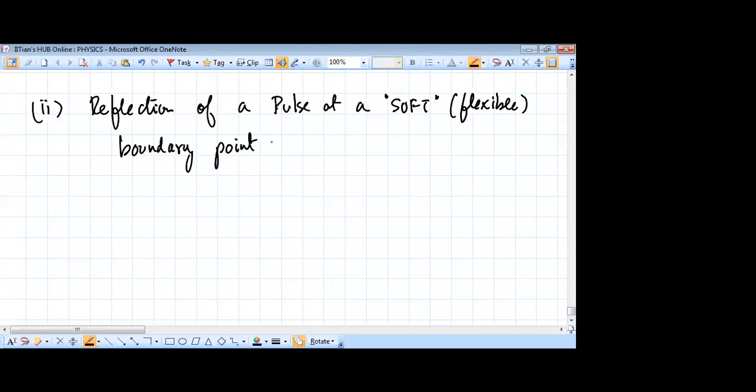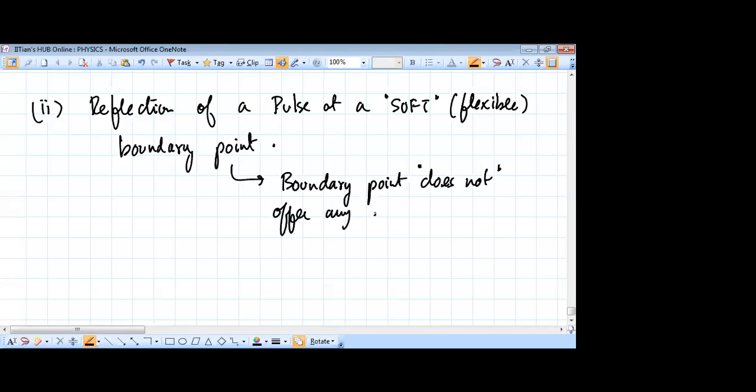So this is the type of boundary point. It does not offer any resistance. Does not offer any resistive impulse to transverse displacement.